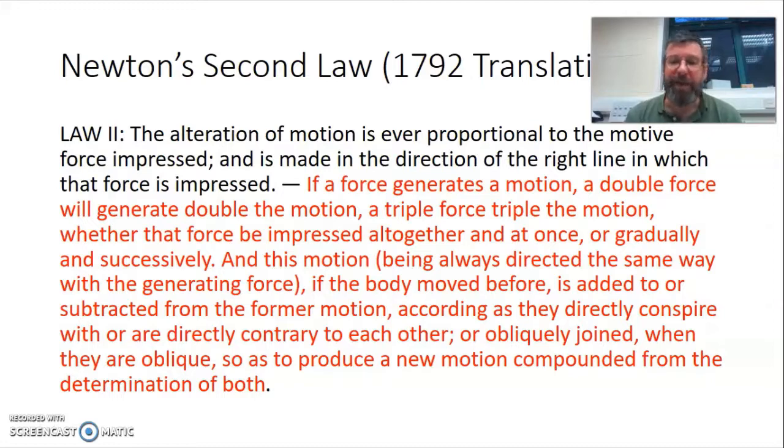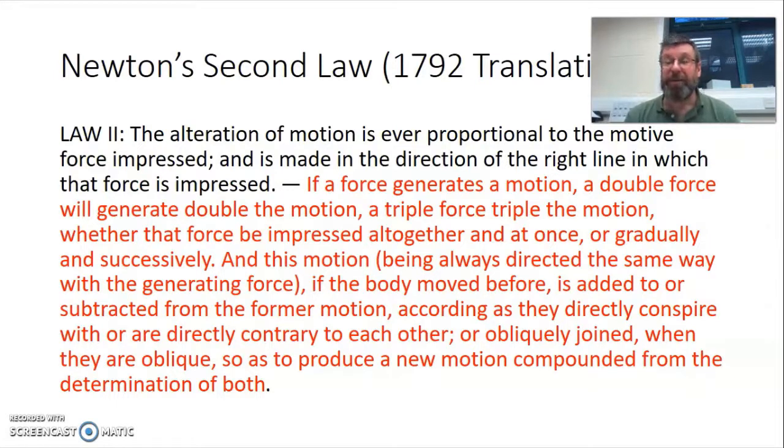But the second sentence is really rather impenetrable. And this motion being always directed the same way with the generating force, if the body moved before is added to or subtracted from the former motion, according as they directly conspire with or are directly contrary to each other, or obliquely joined when they are oblique, so as to produce a new motion compounded from the determination of both. Well, that's a bit of an ordeal to read through.